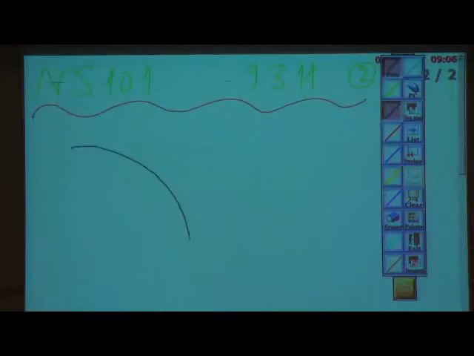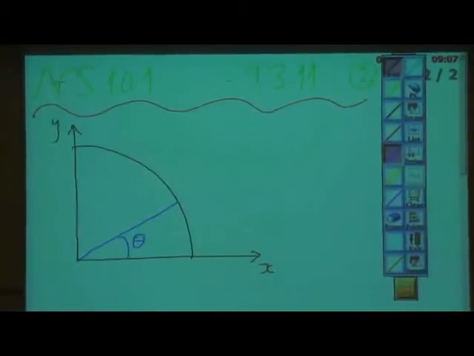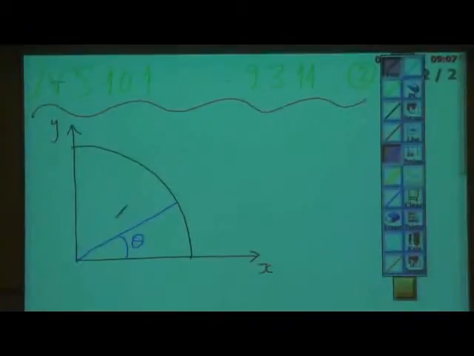So here is my picture. Let me draw a part of the circle. Here is X, here is Y. This is theta. Okay?